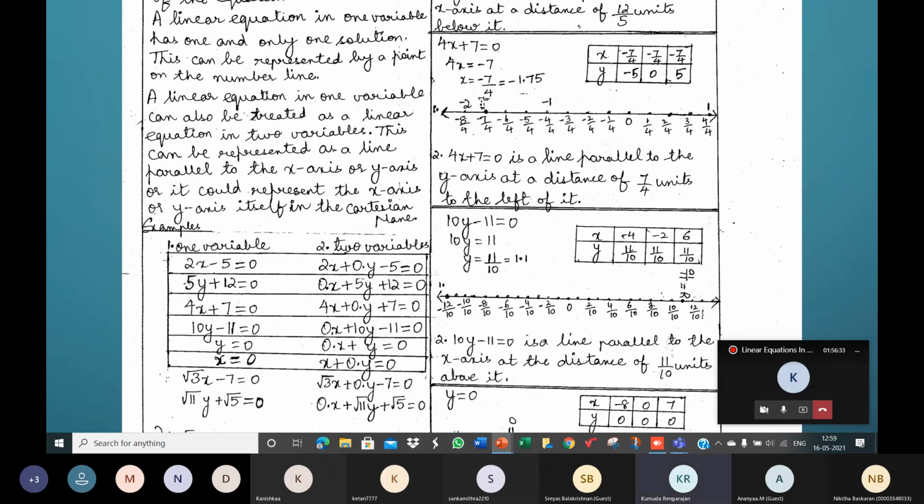Okay, Sangamitra, you have shown -1.75, comma -1, -1.75, comma 0, and -1.75, comma 1. That's fine, Sangamitra, you're right. Ananya has also shared. Very good. Good, Ananya, Sangamitra, Arav, and Kanishka.